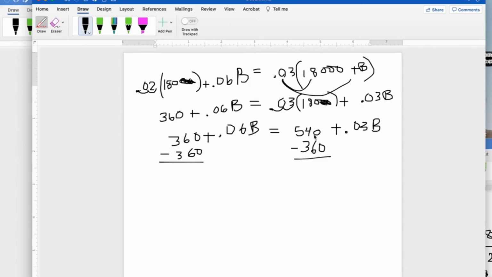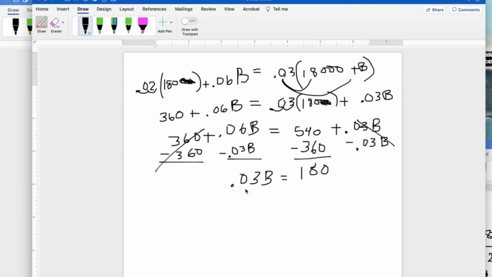Okay, so then since we moved our number over here, let's get rid of our B on the right by subtracting 0.03B and subtracting 0.03B. And we end up with this going out, this becoming 0.03B equals, this goes out, 0.14 take away 6 is 8 and 1.